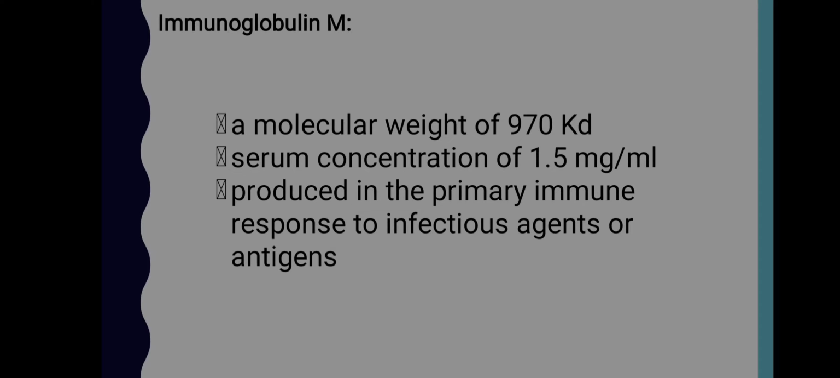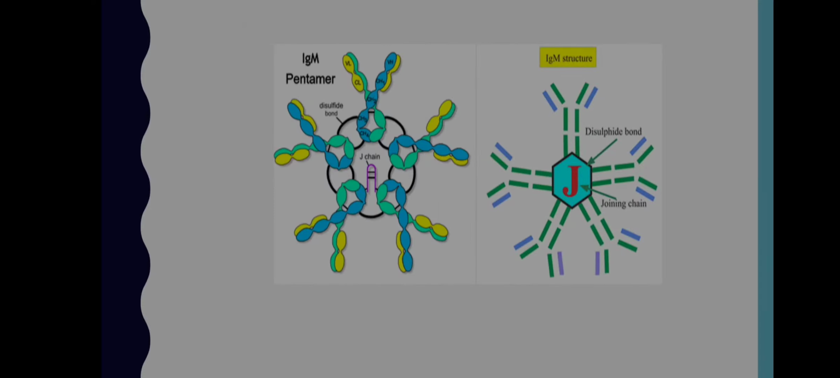Immunoglobulin M. It has a pentameric structure. Molecular weight is 970 kilodalton. Serum concentration is 1.5 mg per ml. Produced by the primary immune response to the antigen. This structure shows the pentameric structure of IgM, and these 5 units are joined by the joining chain.